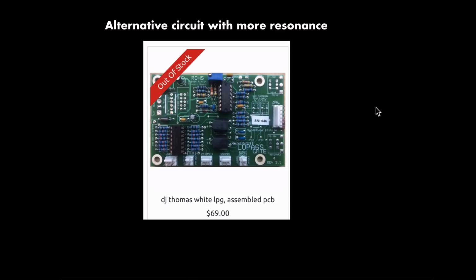But there is an alternative circuit of the Buchla low pass gate, which adds some extra resonance to the circuit. And the one I got is this one from DJ Thomas White, and you can buy the PCB and just solder the components by yourself. One characteristic of this one is that it has a very, very strong resonance, which is quite nice. I like filters with a lot of resonance.